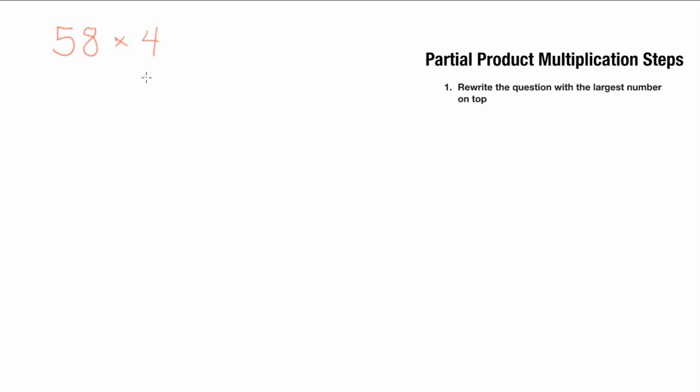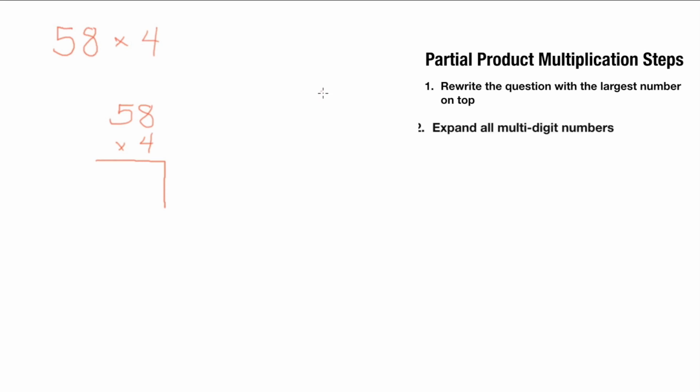Your first step, if it's not already done for you, is to rewrite the question with the larger number on top and the smaller number on the bottom, making sure that the ones and tens place value line up. So for step 1, we'll rewrite the 58 multiplied by 4, again with the 58 on top because it's larger and the 4 on the bottom because it's a smaller number, and our ones and our tens columns line up.